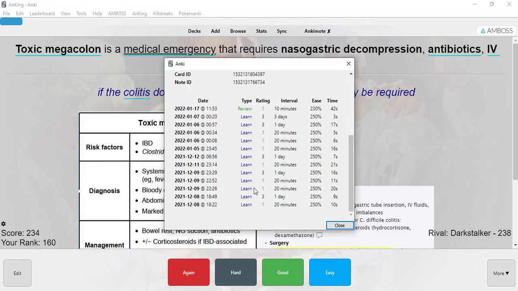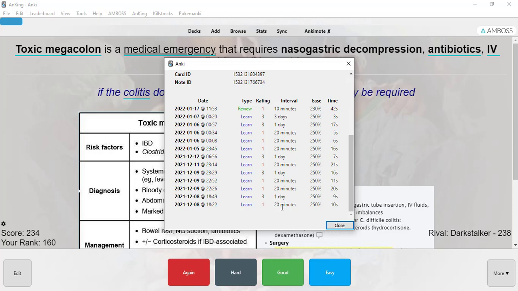So for the first time I did this card, I pressed again. That's 1 is again and 3 is good. Its ease factor was 250% by default, and it stays 250%. It's in the process of learning. And then I pressed good. Then it asked me again in 1 day, which is the learning step. It was 20 minutes and 1 day in my case.